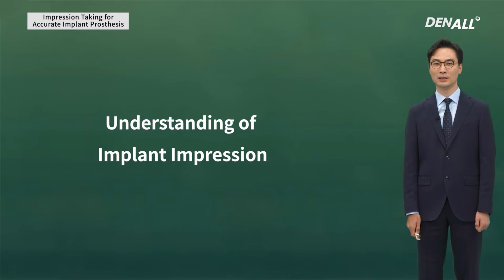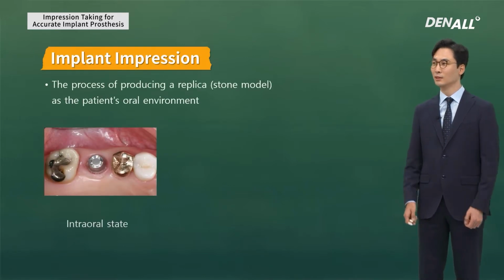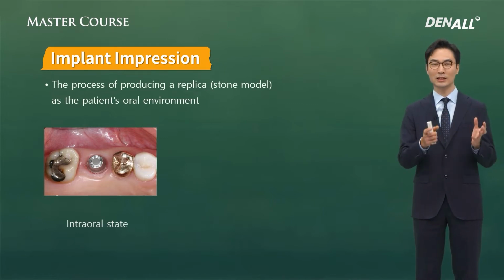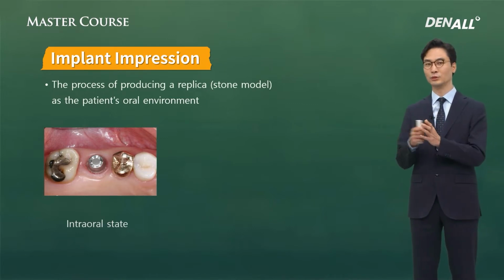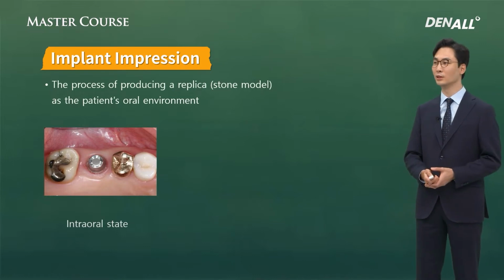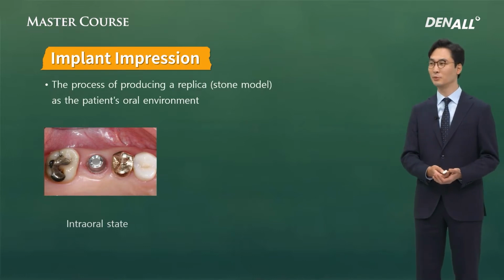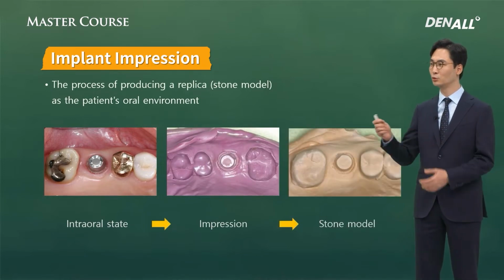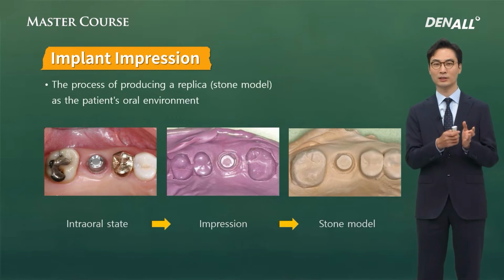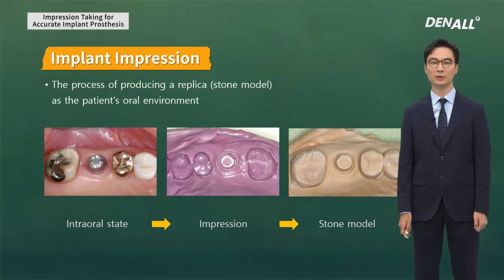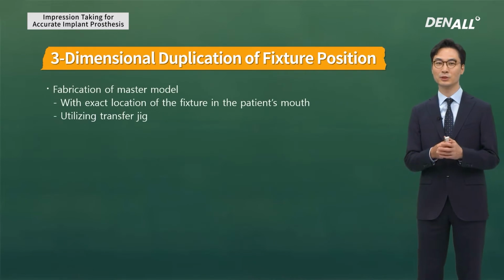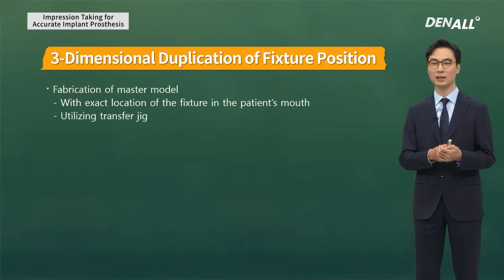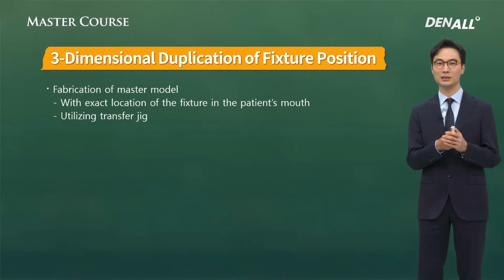First is about understanding implant impression. This is a process of producing a replica of the patient's oral cavity. Implant is placed here. By taking impression, stone model is made. We reproduce the patient's oral cavity. Three-dimensional duplication of fixture position. This can be done using transfer jig or impression coping.